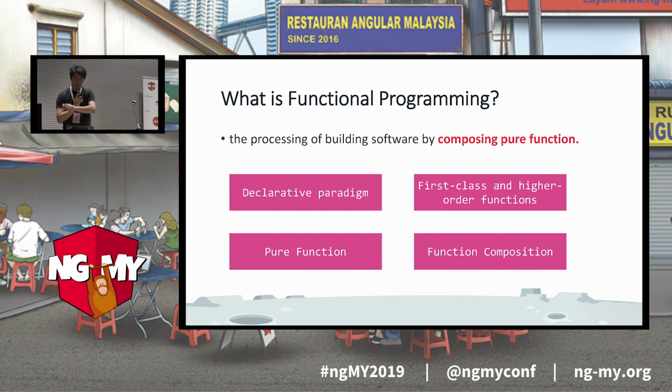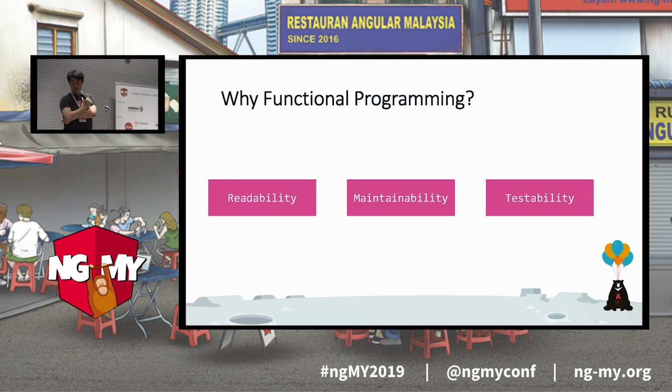Okay, this is the four characters of functional programming. So what is a pure function? A pure function is when you give the input and you get the same output every time. So there's no side effect in it. You cannot access or change any data outside the function. So it's a pure function, right? And composing functions.